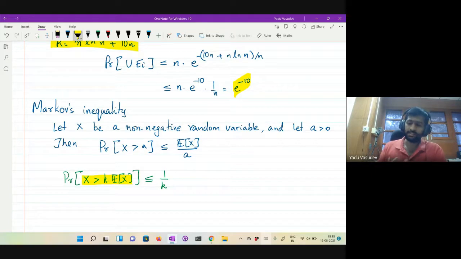And the good thing is that this inequality is applicable to any non-negative random variable. It doesn't matter what that random variable is. It can be binomial, geometric, you name it. Any random variable, as long as it is non-negative, will satisfy this condition. Correct? Is the statement clear? Any questions regarding the statement?